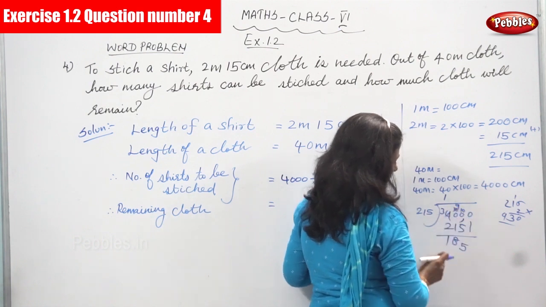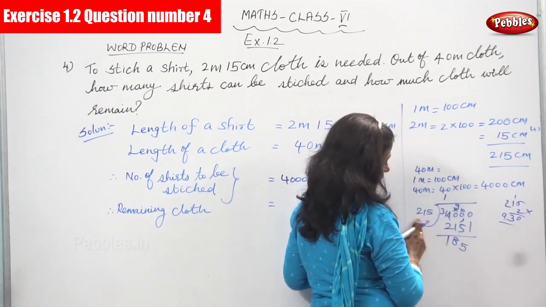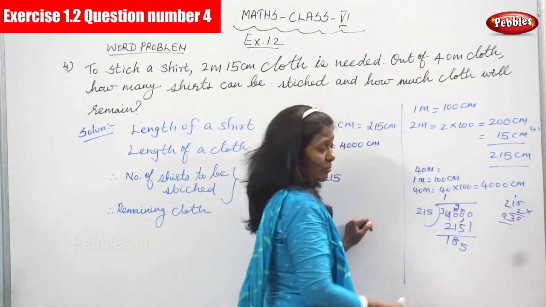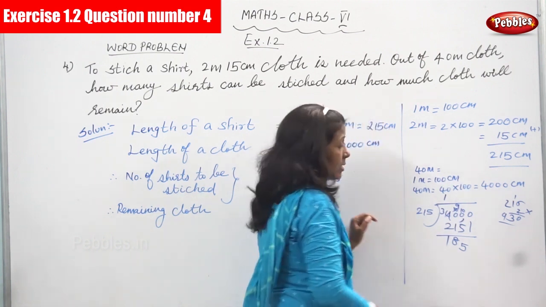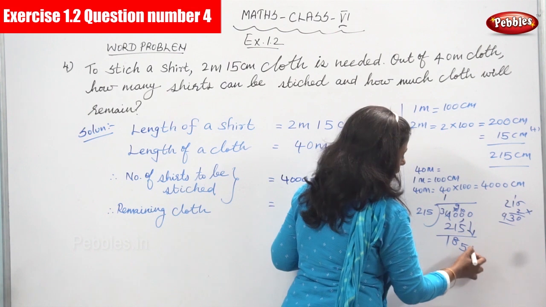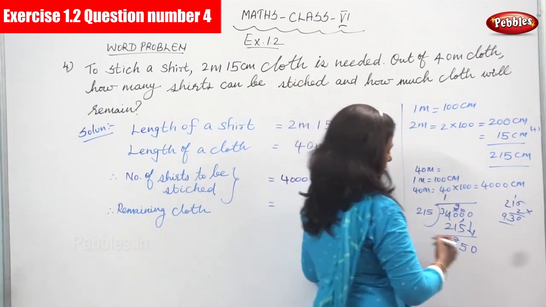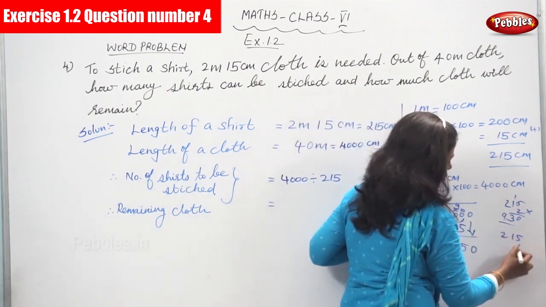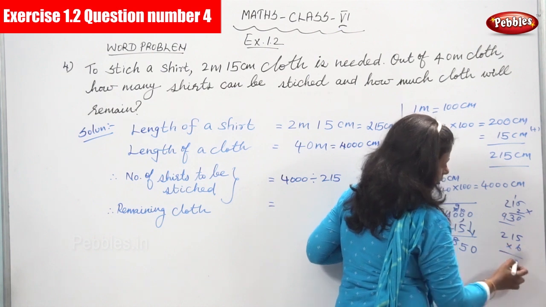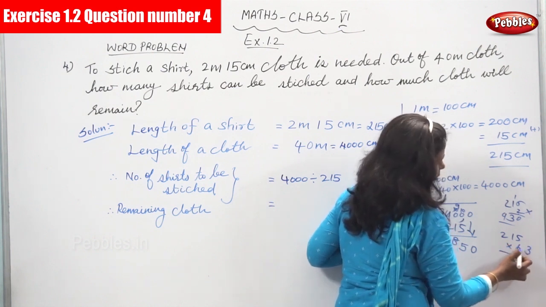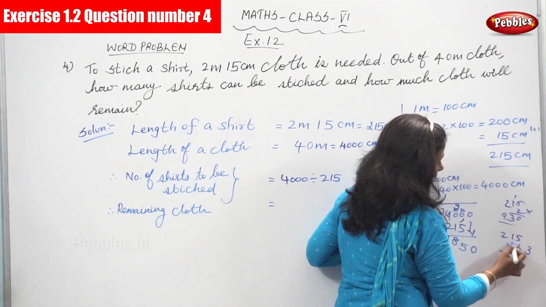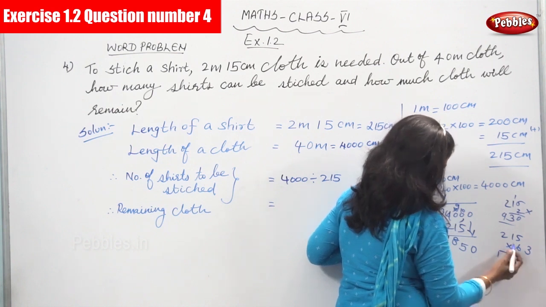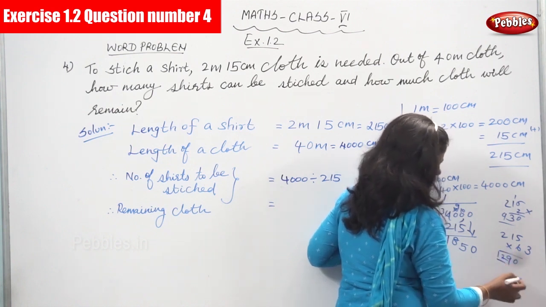Okay, these two numbers, 185 and 215, you have to compare. 185 is a smaller number, so you can't divide. So you have to bring down this number, 1850. Now just count. 215 into 6: 6 5s are 30, carry 3; 6 1s are 6, 6 plus 3 is 9; and 6 2s are 12. So it is less.